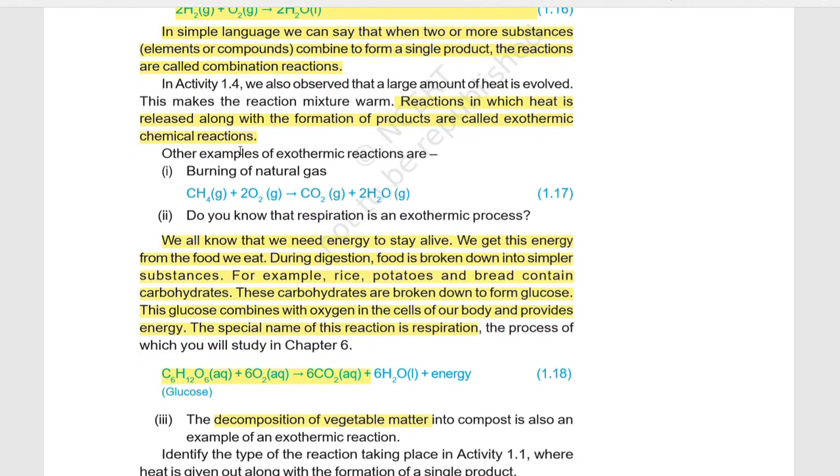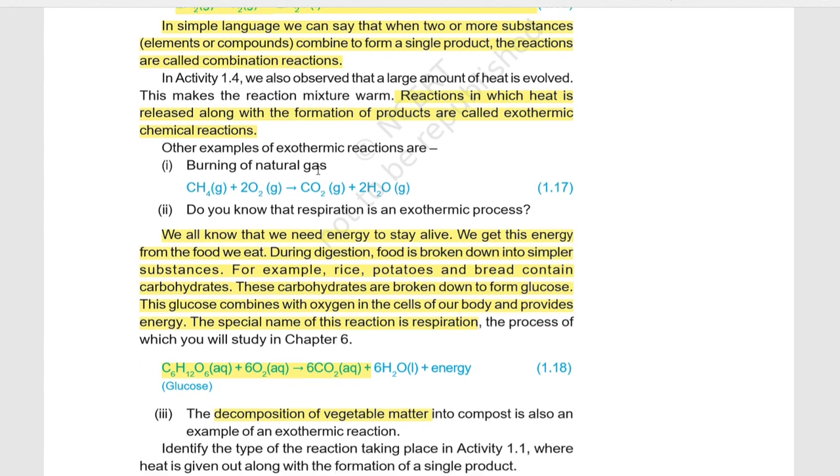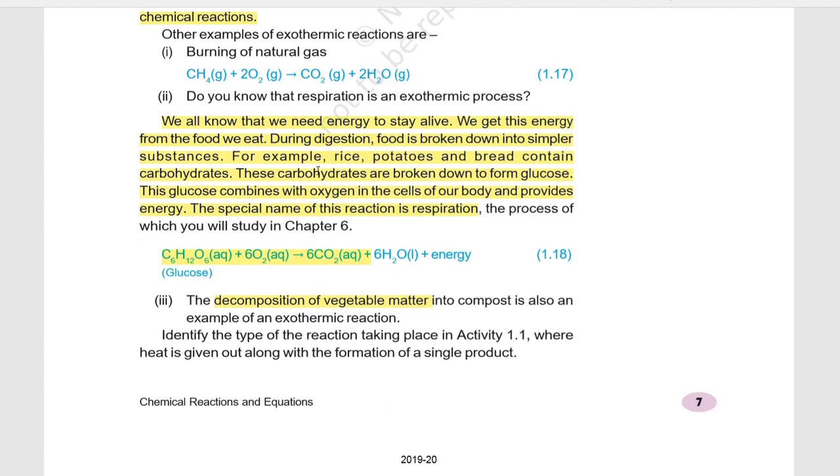We have seen this. What is an exothermic reaction? A reaction in which heat is liberated along with the reaction is known as exothermic reaction. And this one, glucose plus 6 molecules of oxygen giving rise to 6 carbon dioxide. This is a general equation that takes place within our body during respiration.